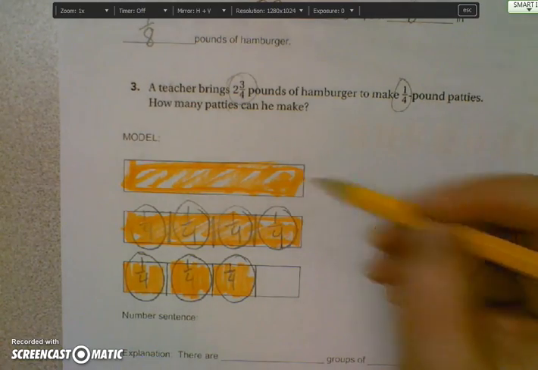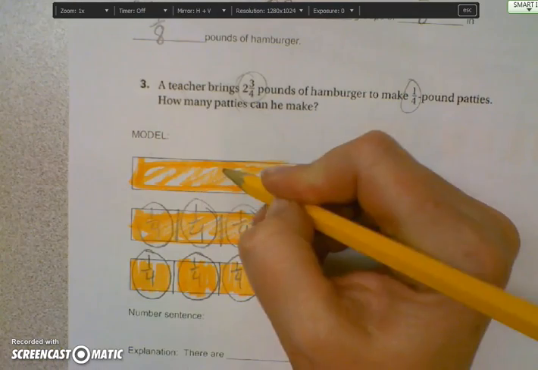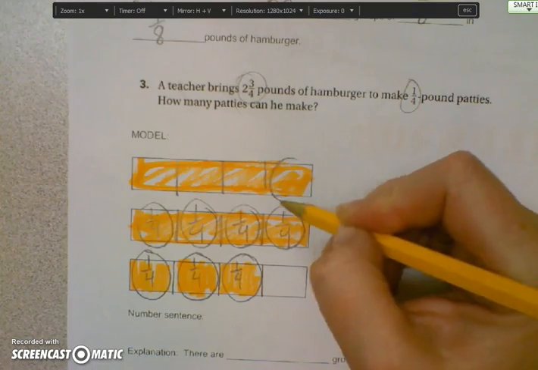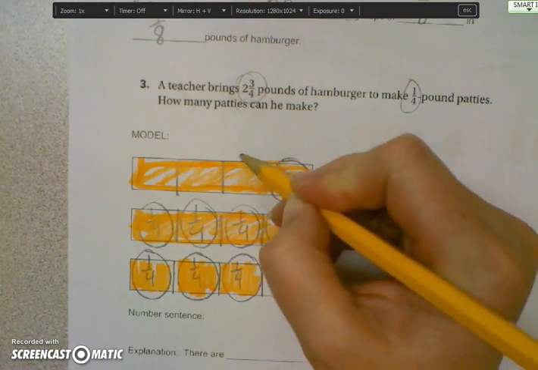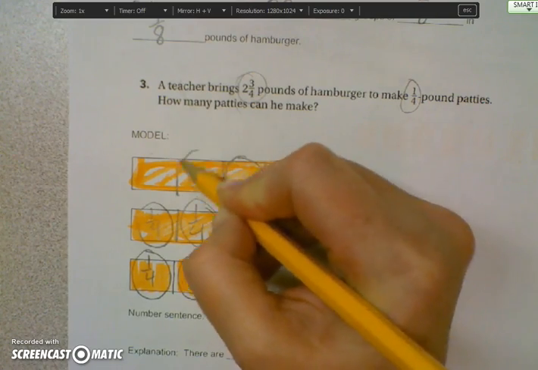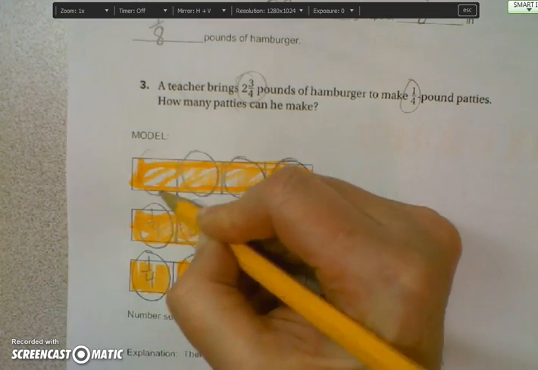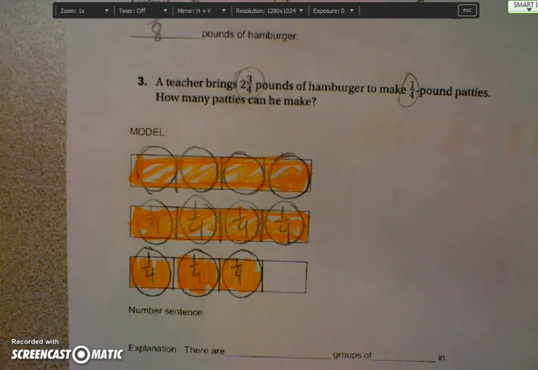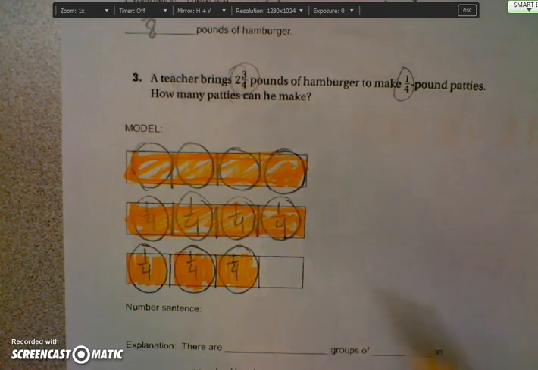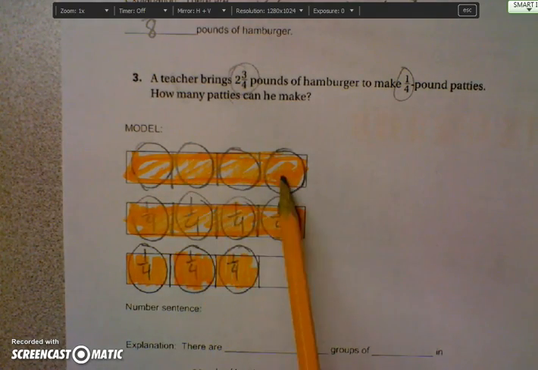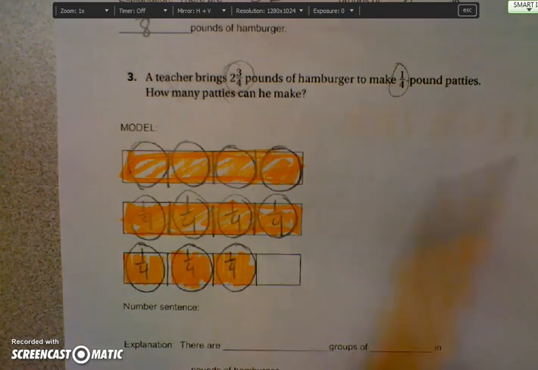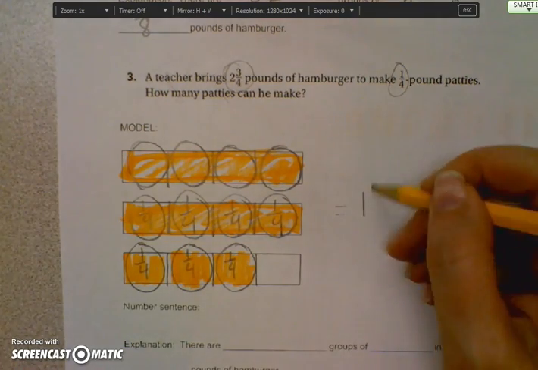I've still got this meat that I can divide up. I'm going to divide that into fourths. I can make this 1/4 a burger, this 1/4 a burger, another burger, and another burger. So I want to know how many burgers can I make. I can make 1, 2, 3, 4, 5, 6, 7, 8, 9, 10, 11. I can make 11 burgers.